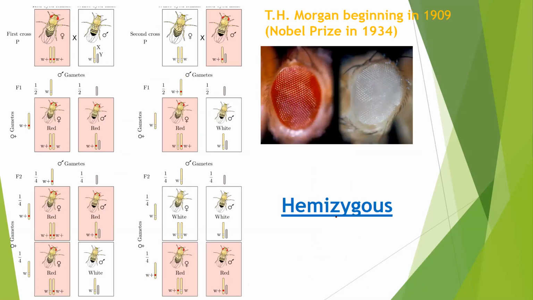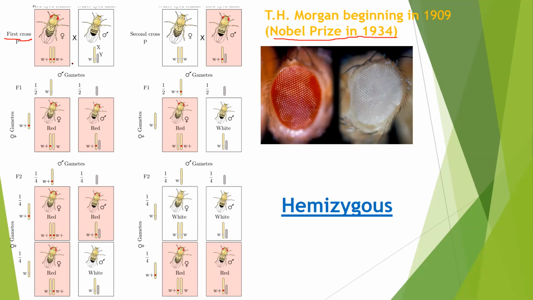The last slide just gives you a brief story. We're going to repeat this experiment next time, because this is a very important example. Morgan did a very interesting experiment on Drosophila, and this experiment helped him win a Nobel Prize in 1934. This experiment helped him identify some X-linked genes.